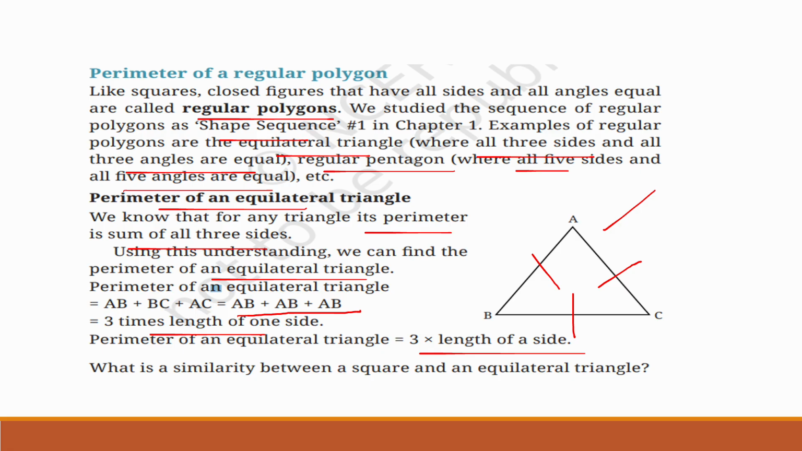What is a similarity between a square and an equilateral triangle? The perimeter of an equilateral triangle is 3 into the length of a side. What about a square? The perimeter of a square is 4 into side.